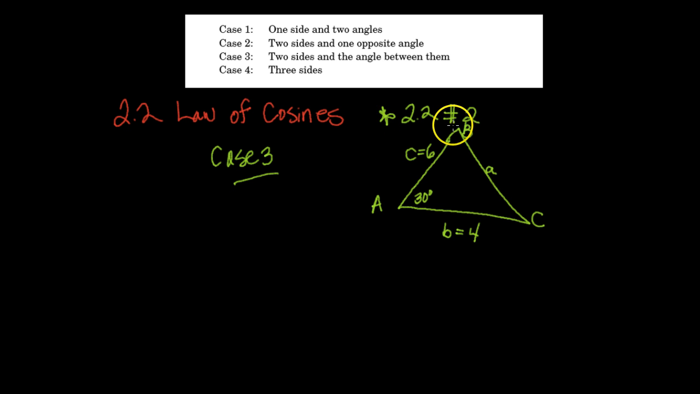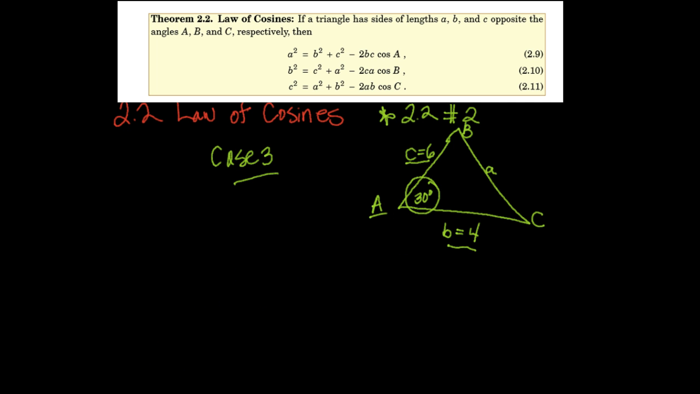Number 2, it's given that you have these two sides, c equals 6, b equals 4, and you're also given the angle sandwiched in between them, angle A, which is 30 degrees. So we're going to use the law of cosines to solve this triangle. And I think rather than show you the proof right away of the law of cosines, I'm just going to show you this example since we've got it pulled up.